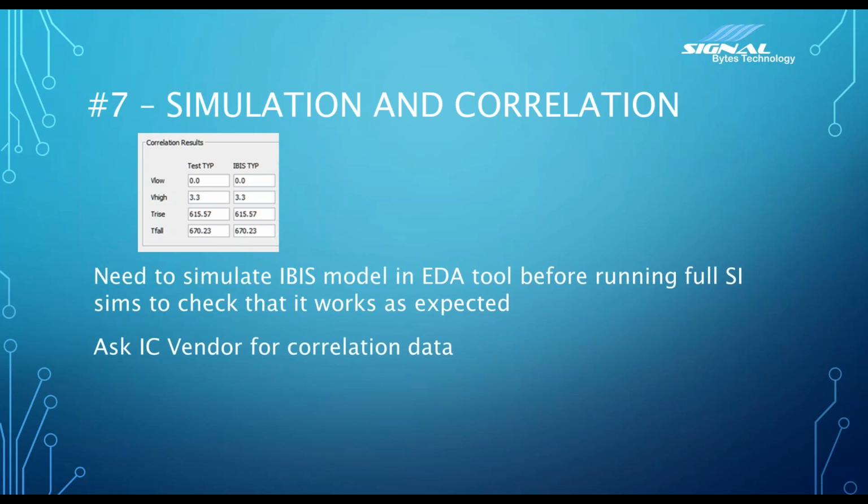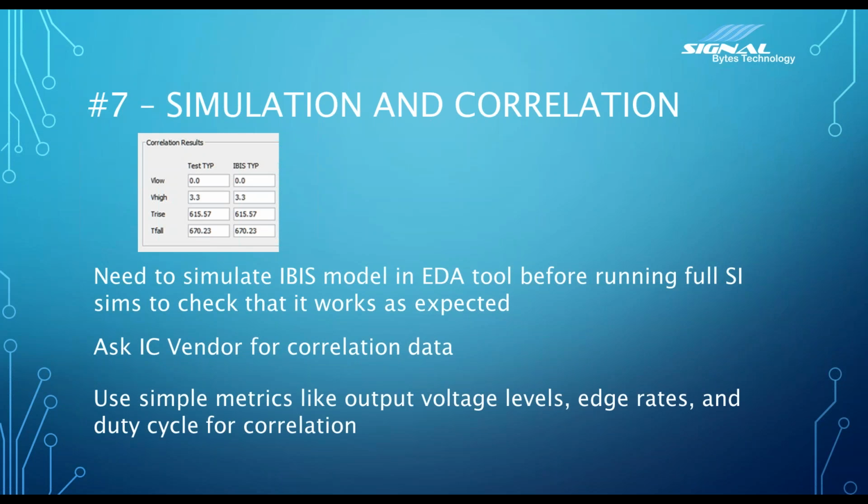Also, when you look at simulation and correlation, you can ask your IC vendor for correlation data. Most IBIS models are actually generated from SPICE model data, right? So you should be able to get the SPICE model simulated to the same test load as the IBIS model and have those waveforms, or some sort of comparison, so you can get an understanding of the accuracy of the IBIS model, right?